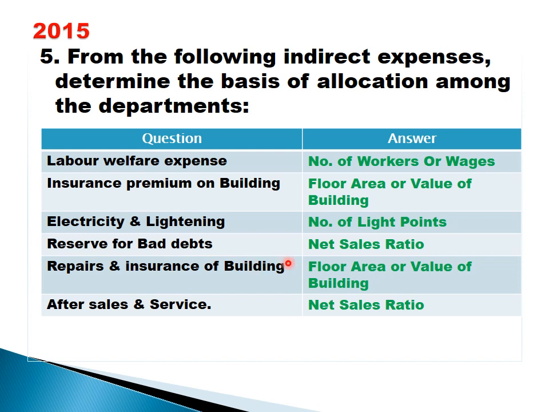Reserve for bad debts to be distributed on the basis of sales ratio. Repairs and insurance of building to be distributed on the basis of floor area or value of building. After sales service to be distributed on the basis of net sales ratio.